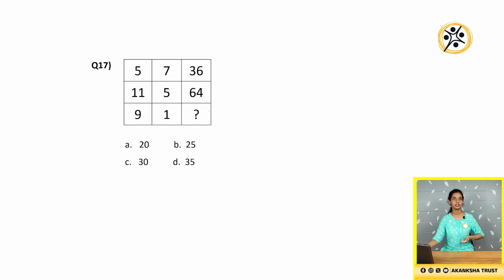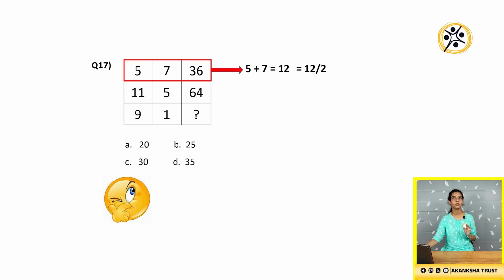The next matrix, we have again a 3x3 matrix where let us try to find a relationship in the first row itself. We have 5 plus 7, that is 12, and 12 when divided by 2 is 6. When you square that number 6, you get the answer as 36.